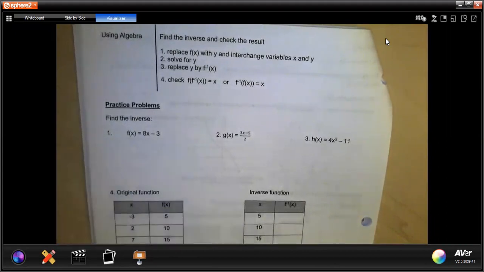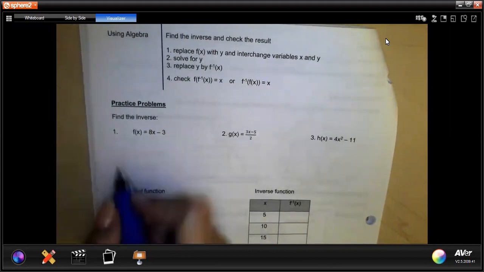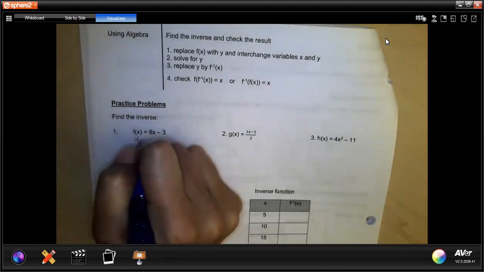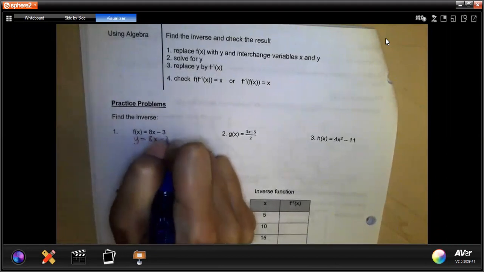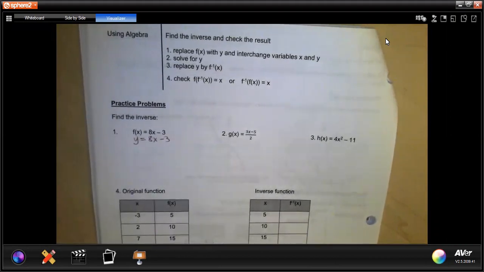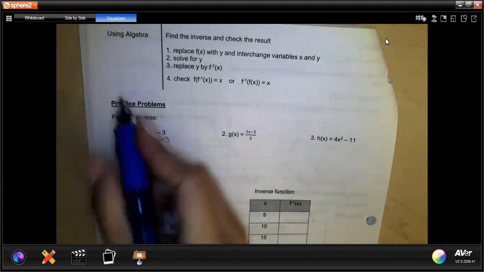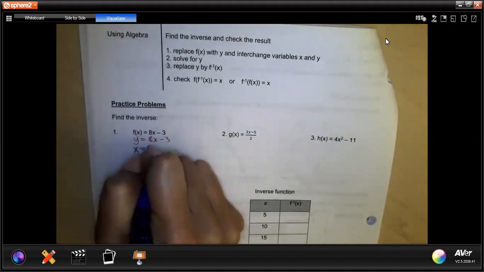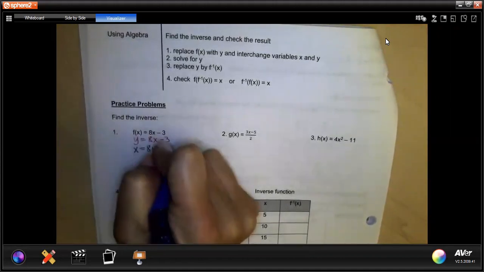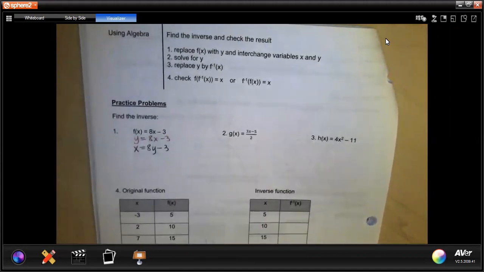All right, so we're going to practice finding an inverse. It tells us there that the first thing we need to do is use a y. So I'm going to go ahead and change that f of x for y. Then we switch the x and the y. So I'm going to replace my y with an x, and I'm going to replace my x with a y. That's the inverse part. We switch that x and y.